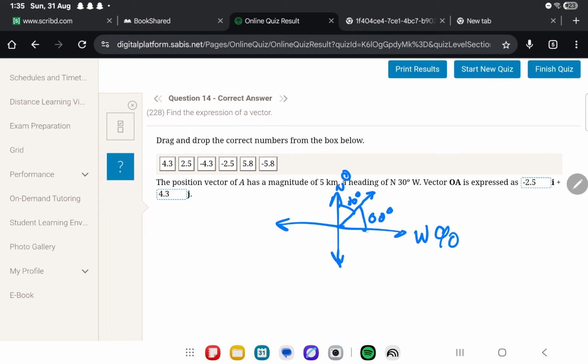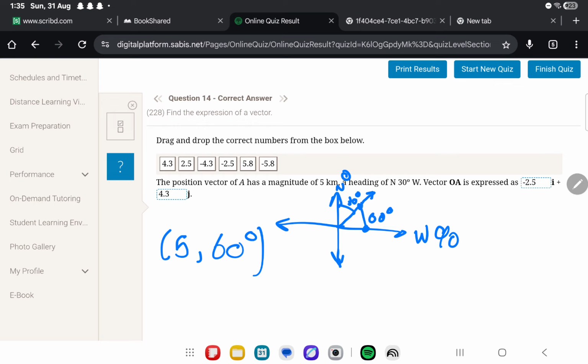Meaning that the actual angle is 60 degrees, right? So it's gonna be 5. Remember, in the polar coordinate system, it's r comma theta. So r magnitude is 5, and as I said here, starting from the positive x-axis to the vector, it's actually gonna be 60 degrees, right? So 5 comma 60 degrees.